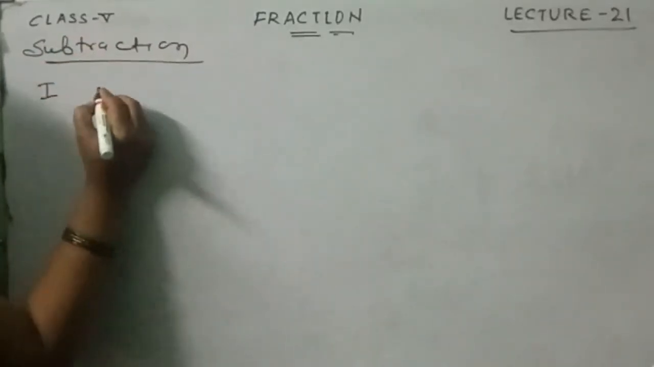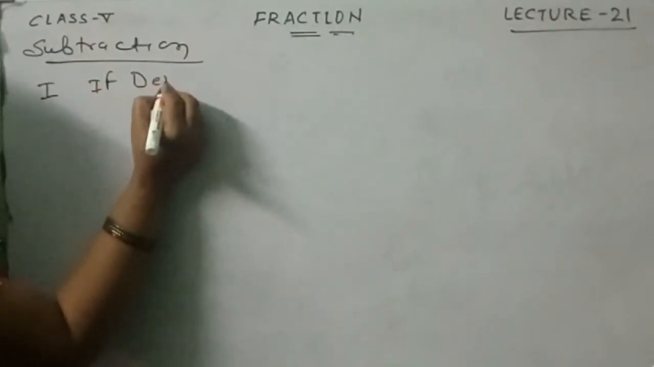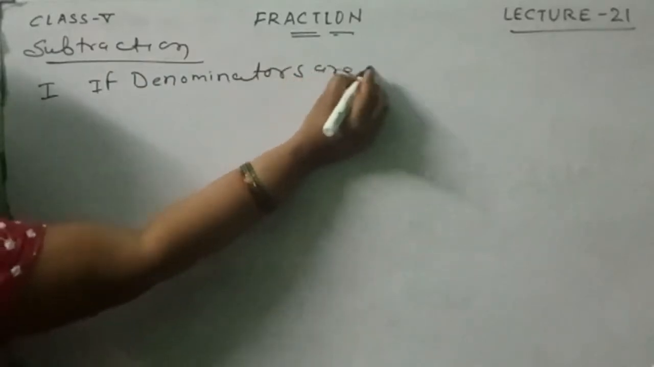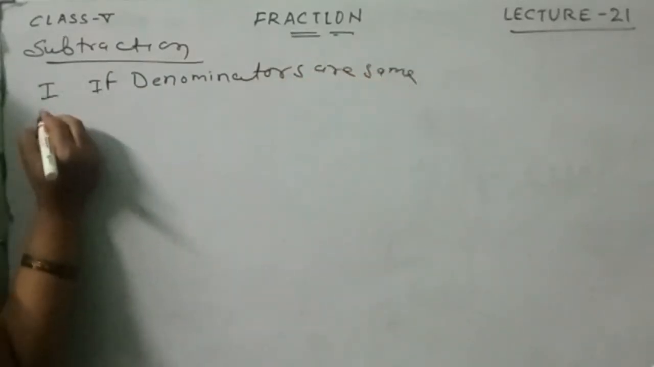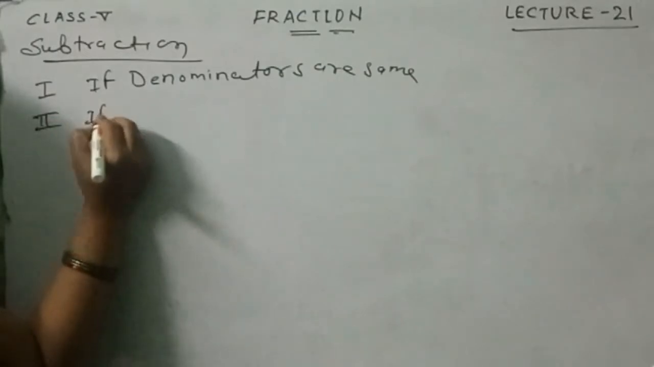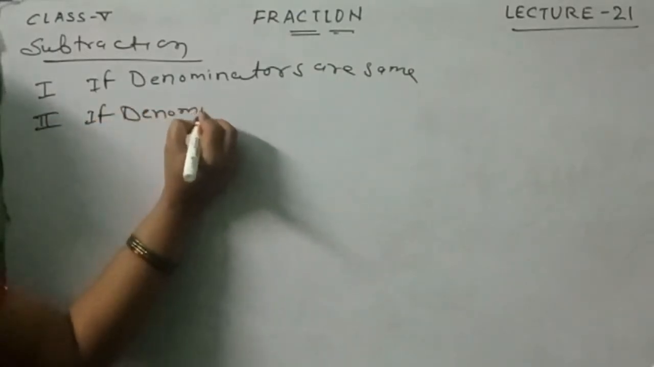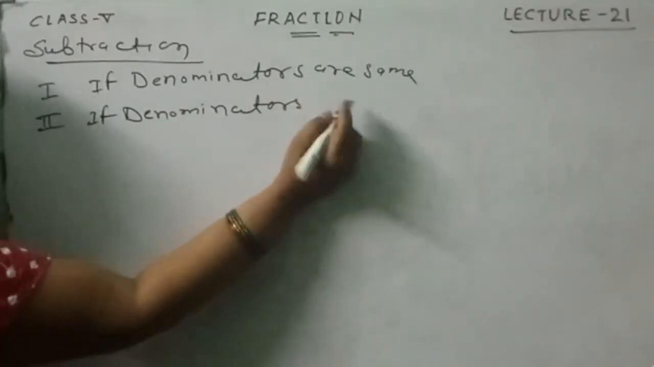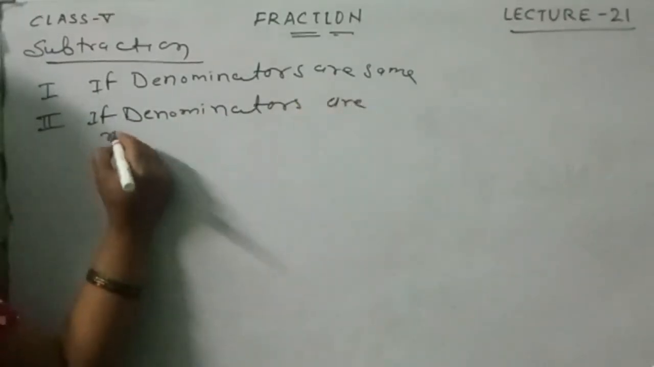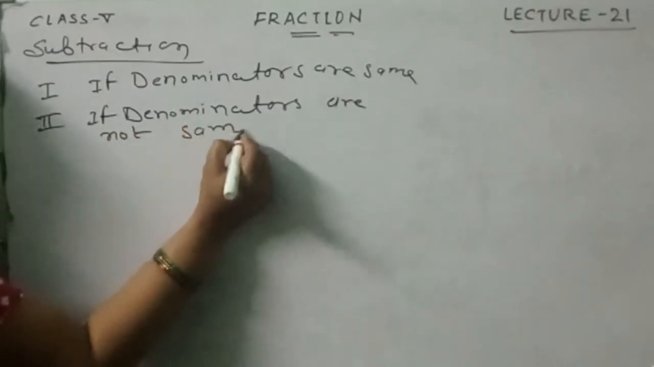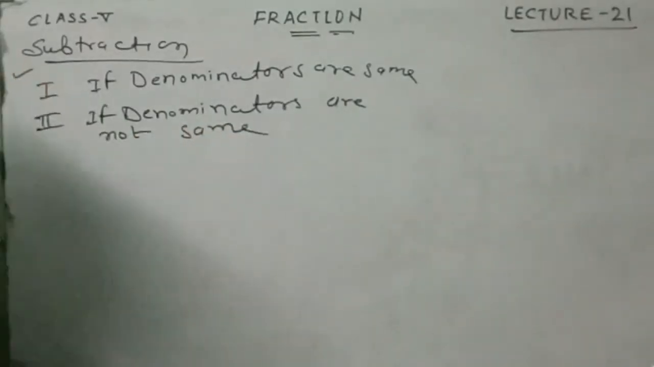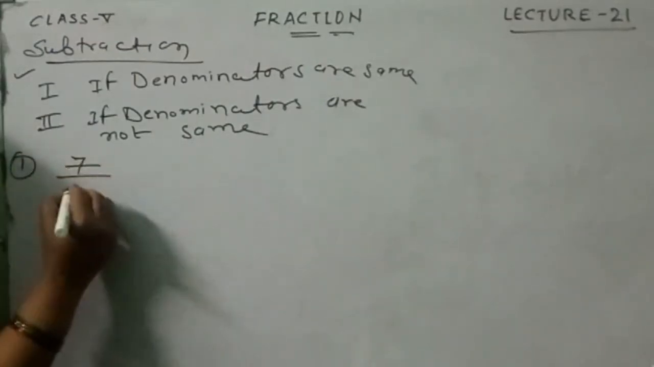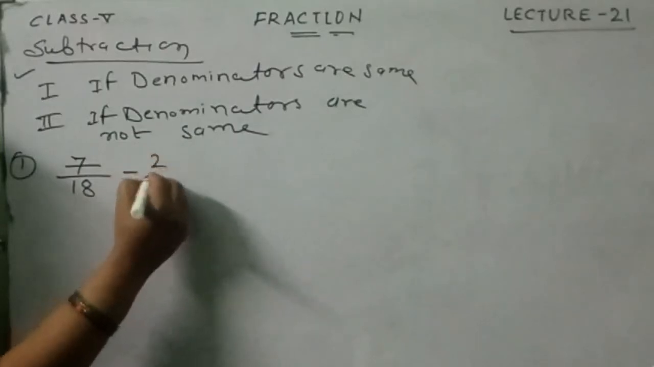First condition is if denominators are the same. And second condition, if denominators are not the same. First, if denominators are the same: 7 by 18 minus 2 by 18.